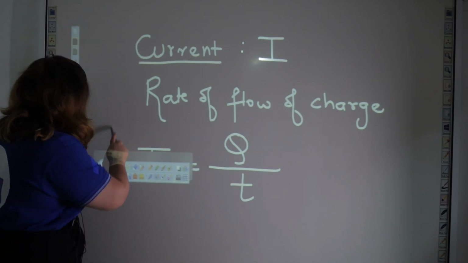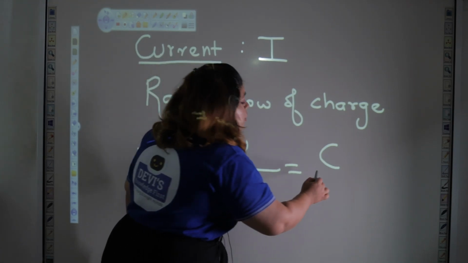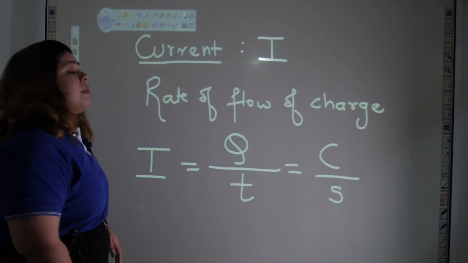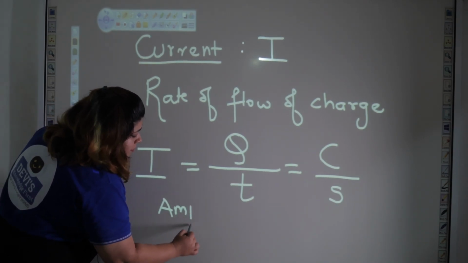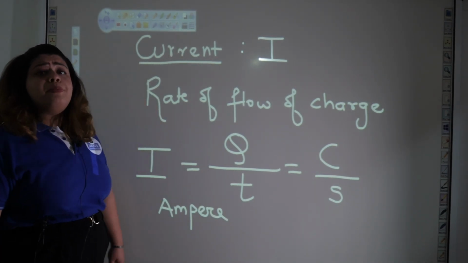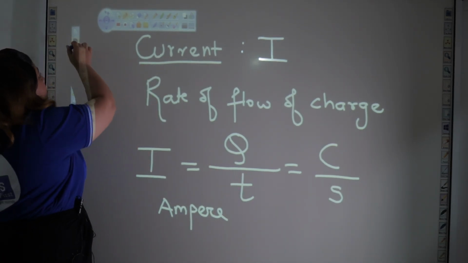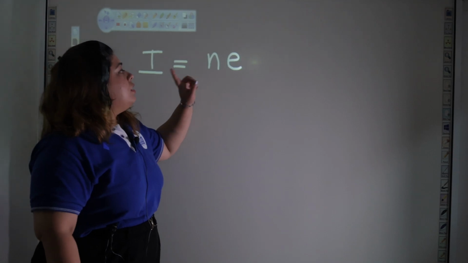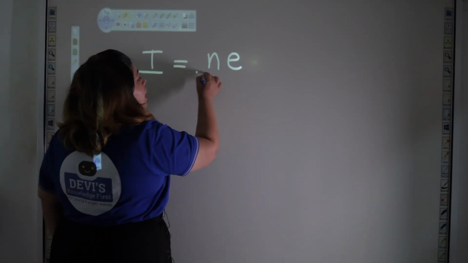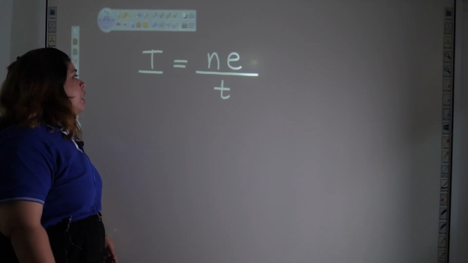We already know the SI unit of charge is coulomb. The SI unit of time is seconds. But what is the SI unit of current? The SI unit of current is ampere. Please make sure you know this formula. Now, there's one more formula that you should be aware of. I just told you that a charge is Ne, number of electrons times the charge of one electron, and you divide it by t. That's the second formula that you need to know for current.